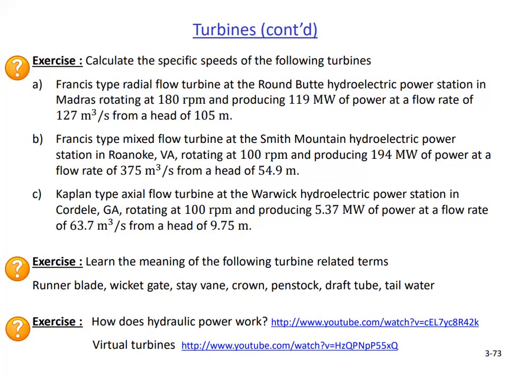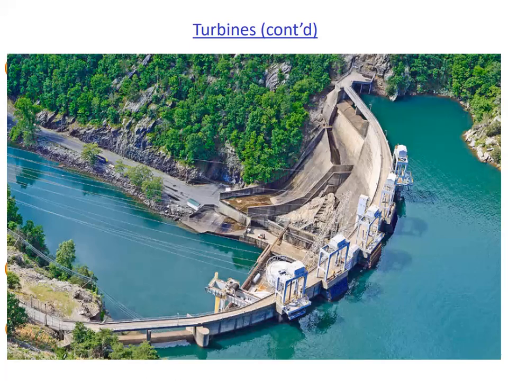In the first exercise of this slide, we are asked to calculate specific speeds of different hydraulic turbines. The data provided here is actual data because these are real existing turbines. This is what the Smith Mountain Dam mentioned in part B of the exercise looks like. Actually, this is a pump storage hydroelectricity facility.